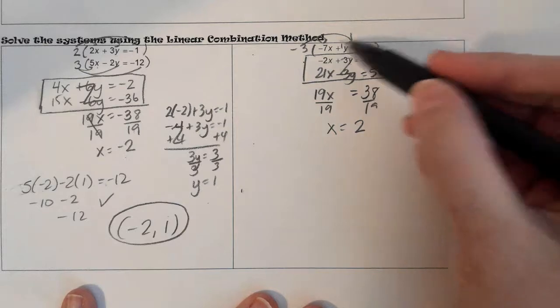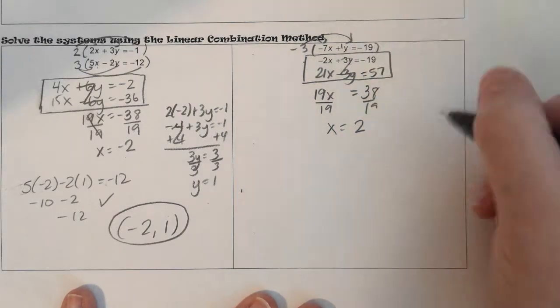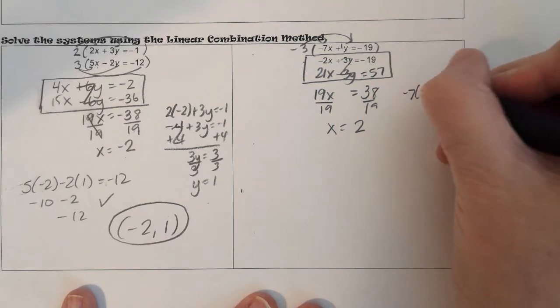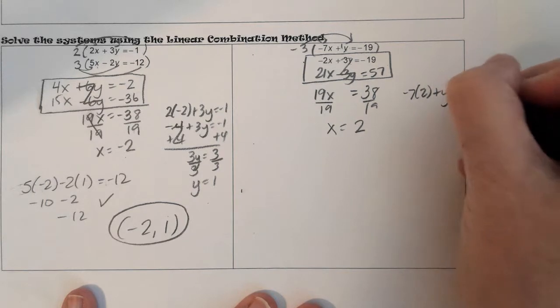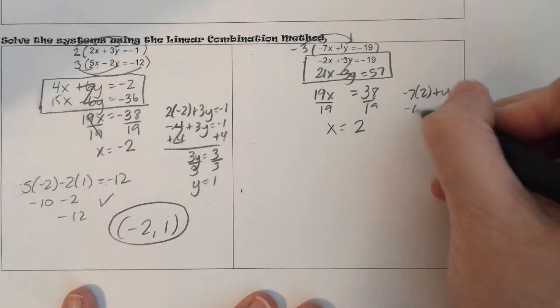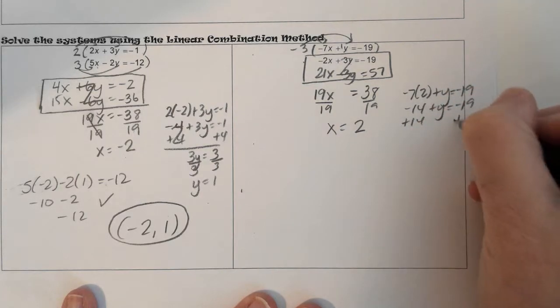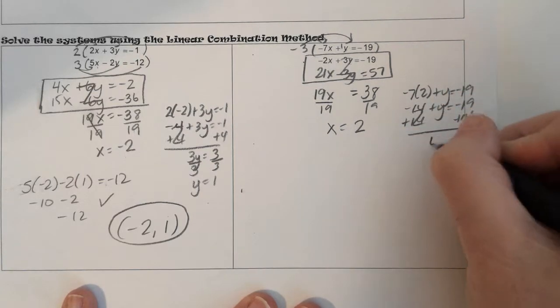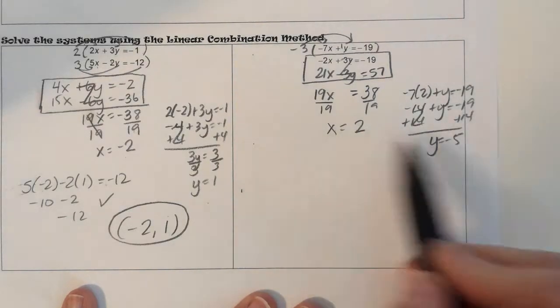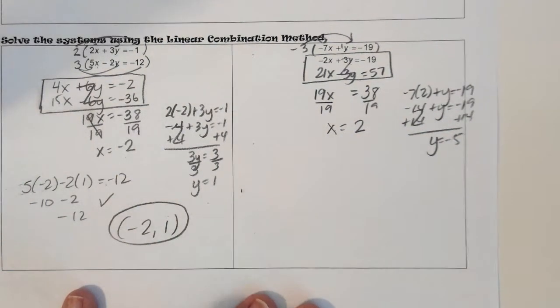Now I'm going to go back through and substitute, and I'm going to find out what y is. Negative 7 times 2 plus y equals negative 19. Negative 14 plus y equals negative 19. I'm going to add 14 to both sides. Y equals negative 5. So right now I think 2, negative 5.